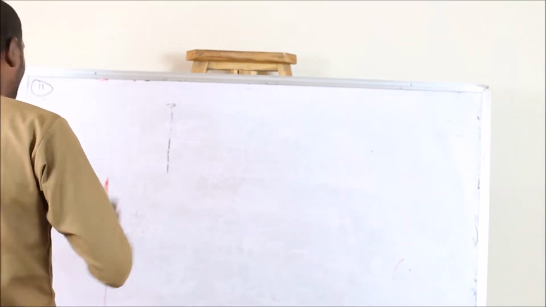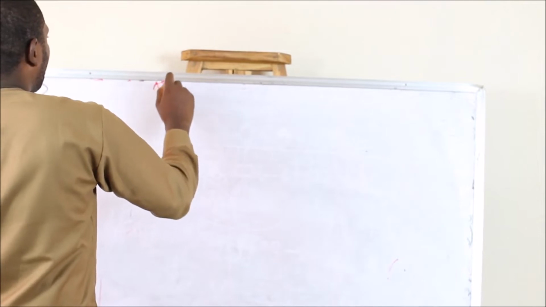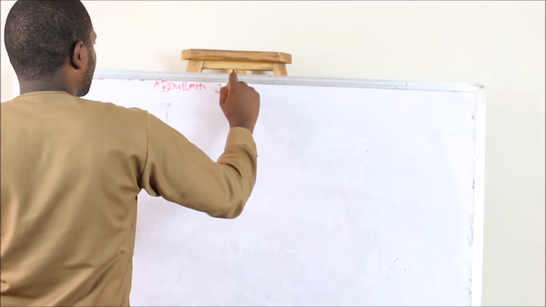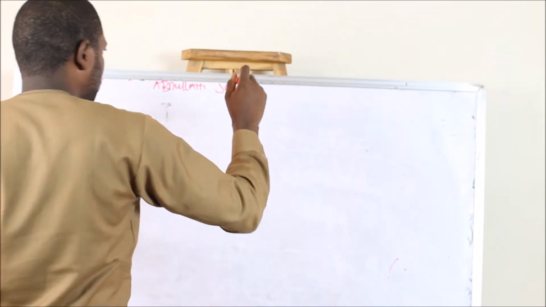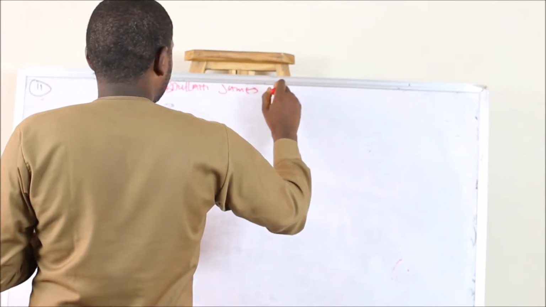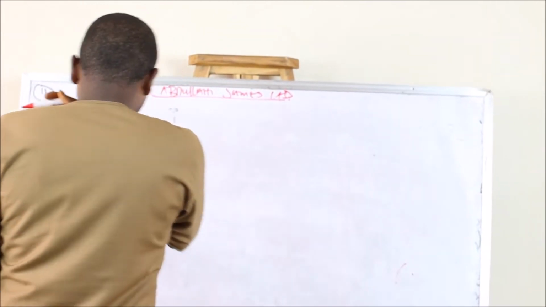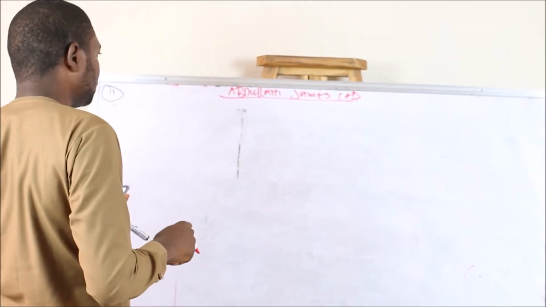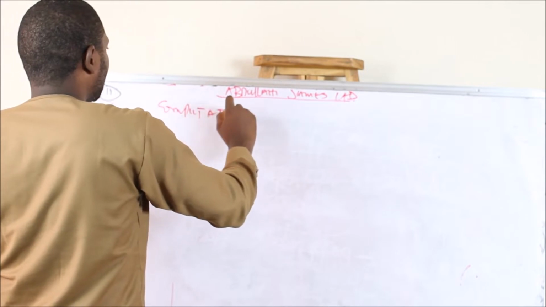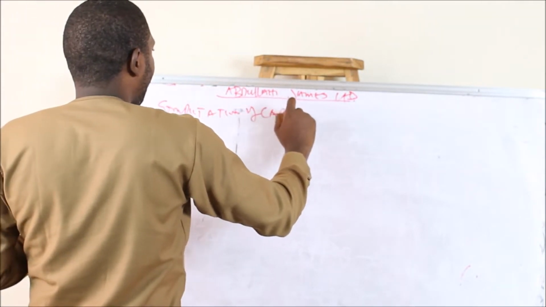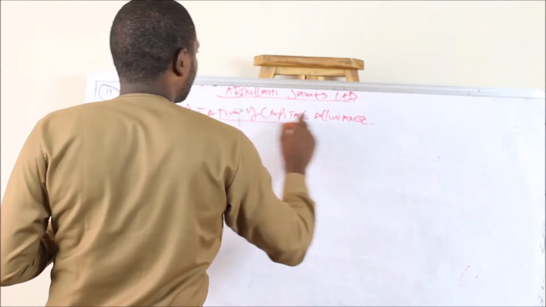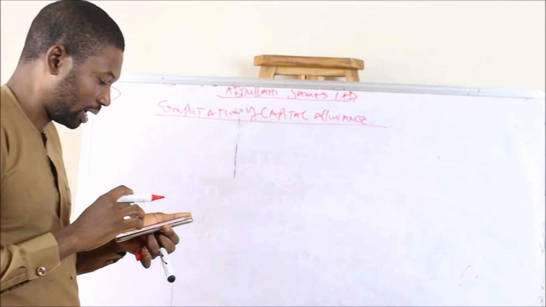So we have the Abdullahi James Limited. Okay. So in this case now, we have computation of capital allowance. Computation of the capital allowance.